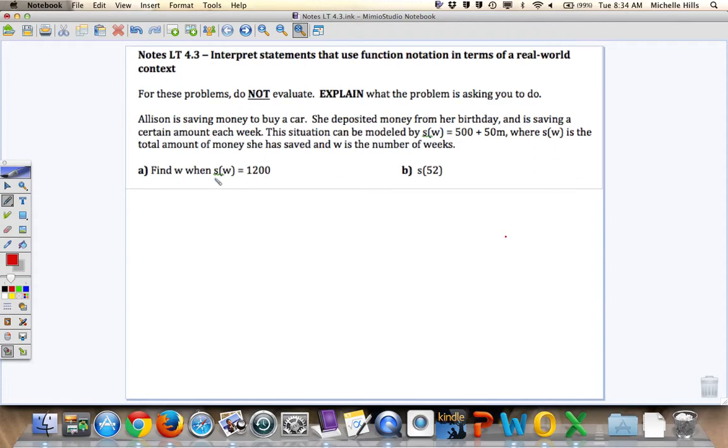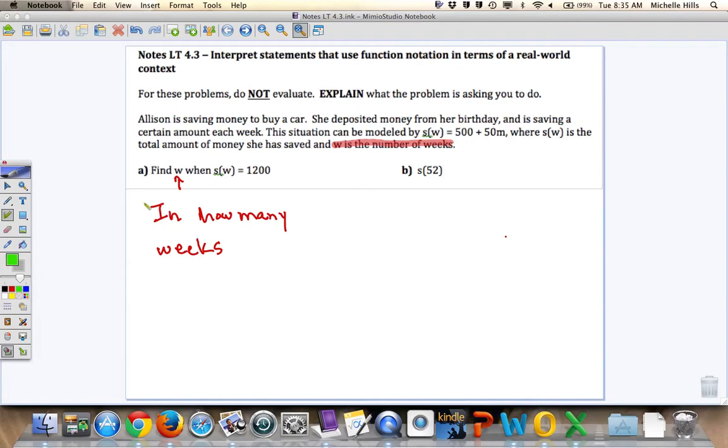So notice in this case, they didn't give me W. They say find W. So I've got to go figure out what W stands for. W is the number of weeks. So if they're asking me to find the number of weeks, I'm just going to start my answer: in how many weeks? I don't even know what it's about yet. I'm just going to say in how many weeks, because they're asking me how many weeks.